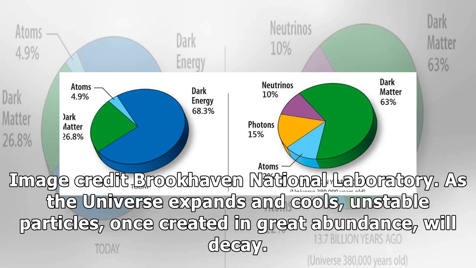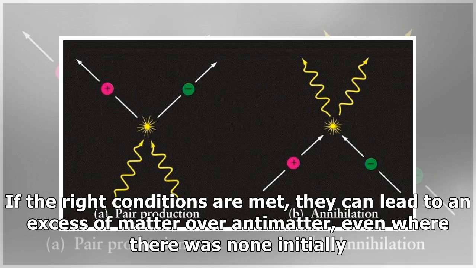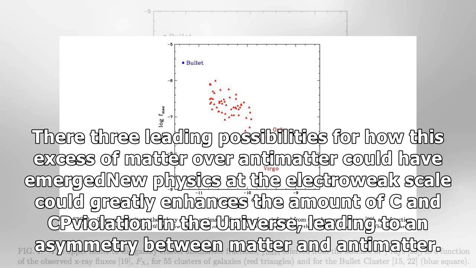As the universe expands and cools, unstable particles, once created in great abundance, will decay. If the right conditions are met, they can lead to an excess of matter over antimatter, even where there was none initially. There are three leading possibilities for how this excess of matter over antimatter could have emerged. New physics at the electroweak scale could greatly enhance the amount of C and CP violation in the universe, leading to an asymmetry between matter and antimatter.